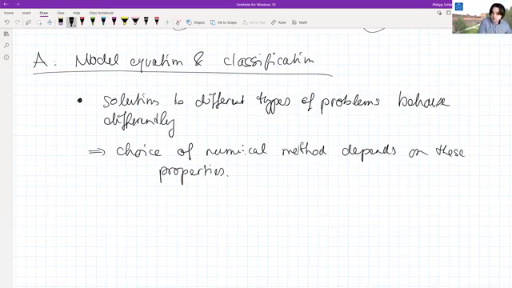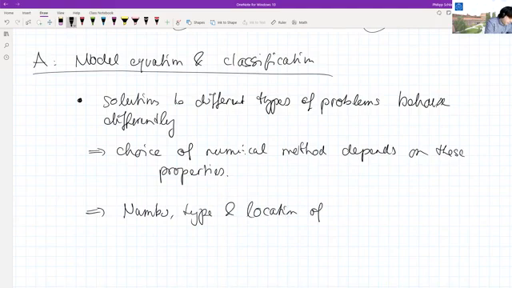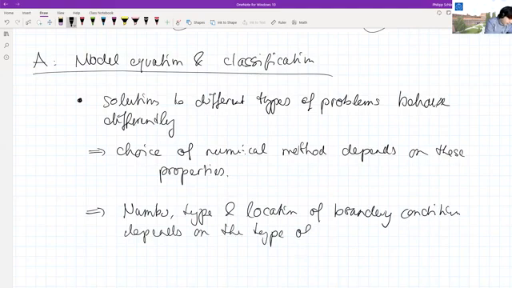And so, for instance, global spectral methods would not be appropriate for flows with a shock. And of course, this you need to know before you make a prudent choice of what method to use. But it's not just the numerical method that matters. It's actually, and that's maybe even more important, the number, type, and location of boundary conditions, which depends on the type of equation.